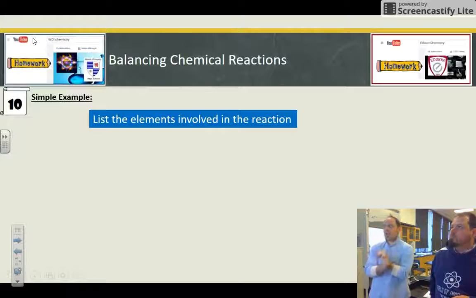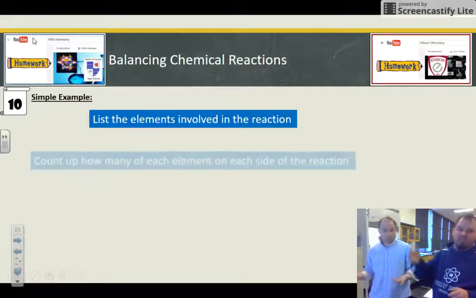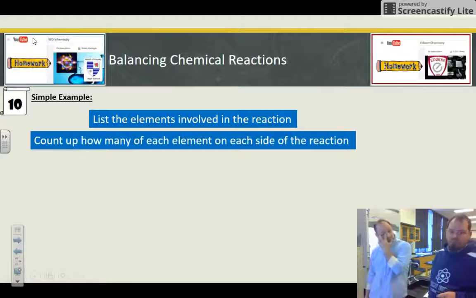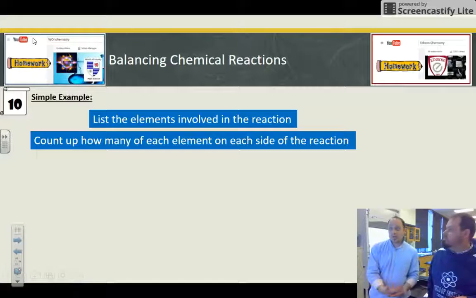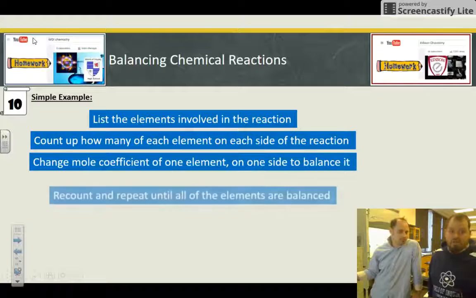First thing you got to do is list the elements involved in that reaction, like I listed hydrogen and oxygen on that first example. I list them just once underneath. And then I counted how many of each element on each side of the reaction there was. That's where I distributed my subscripts. I counted my moles out in front, and I figured out there were 2 hydrogens, 2 oxygens, 2 hydrogens, and 1 oxygen. Again, using our skills.